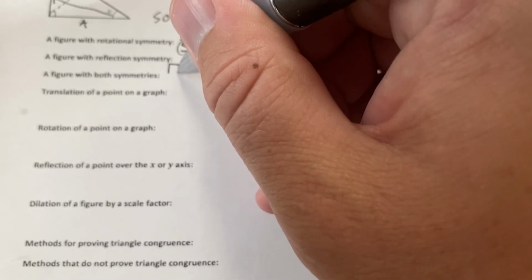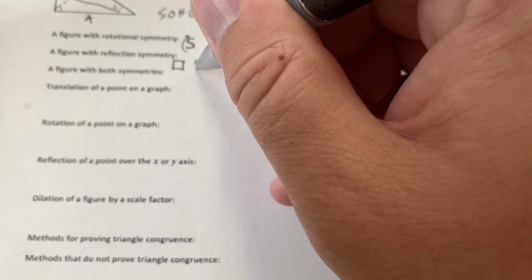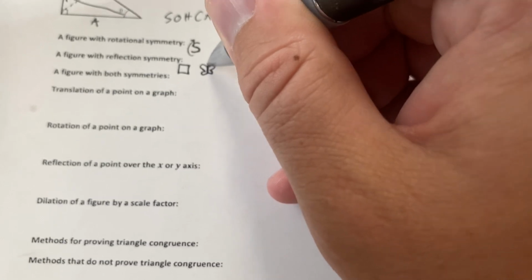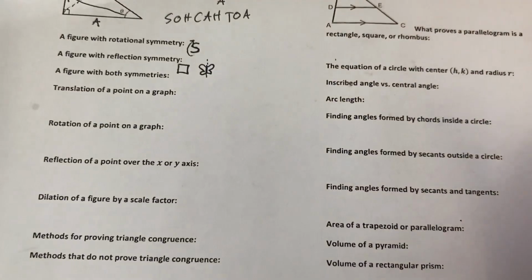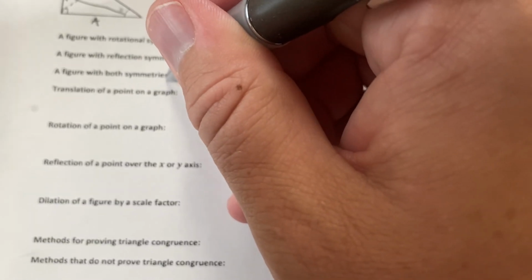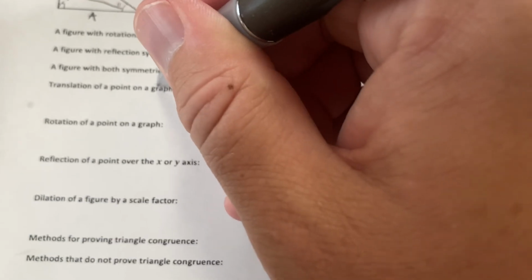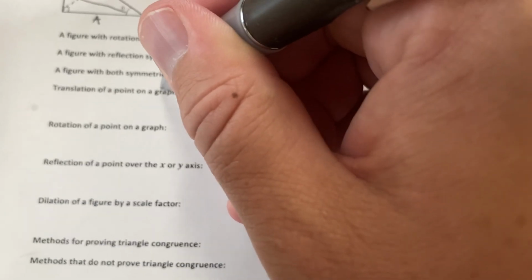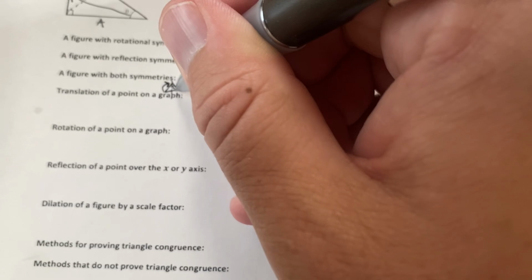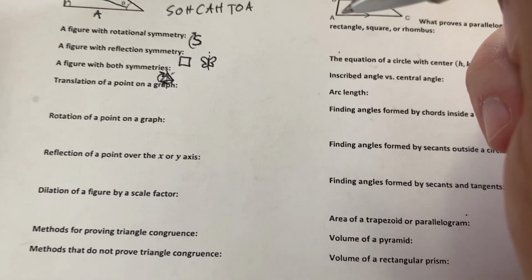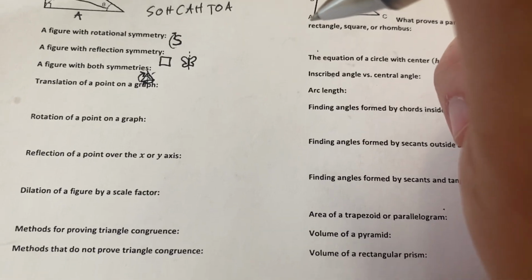Reflectional symmetry, I like to think of like a square or a butterfly is a very common kind of thing where we can draw a line down through it and it's the same on both sides. A figure with both symmetries, I like to think of maybe an equilateral triangle where you can draw the lines through it, but you can also rotate this edge to the top and rotate this one around and you end up with the same shape. That one's going to have both.